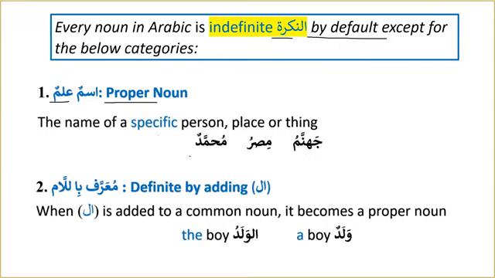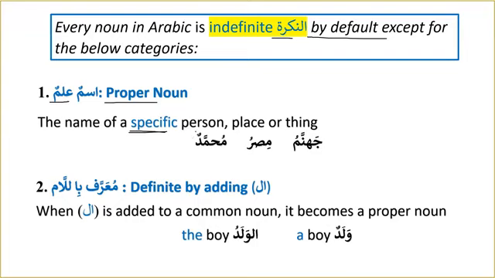We know even in English, for example, we say London or Pakistan or America or any other place, and we don't use "the" with them. We don't have to, because they are proper nouns. Similarly here, specific places or specific persons are always proper nouns.